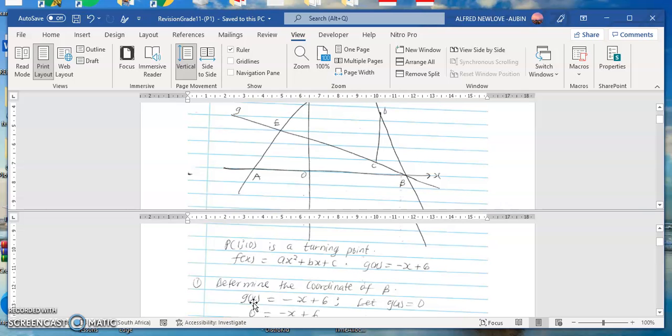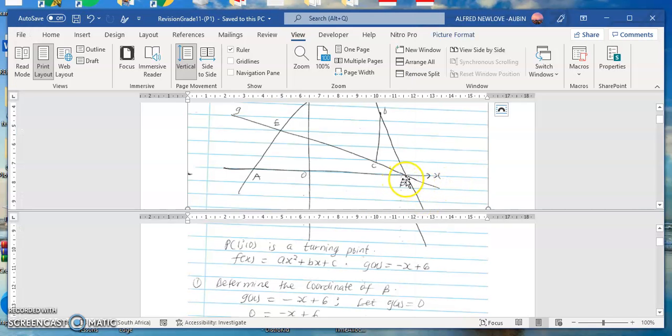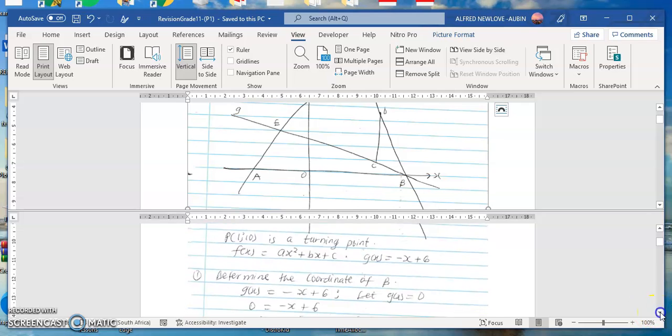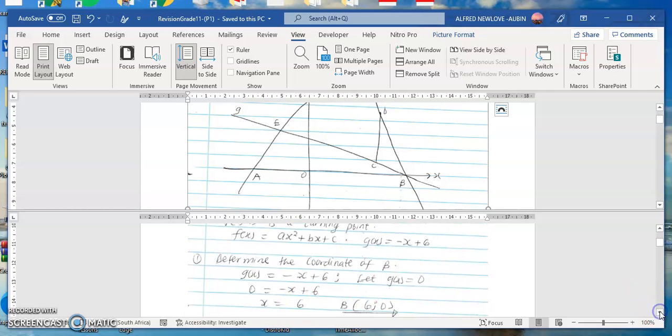So here we know that J is equal to minus x plus 6. This is the x-intercept, so we know y is equal to 0. And y is the same as g of x. So g of x is equal to 0. You substitute 0 for g of x. So 0 will be equal to minus x plus 6. Transpose this minus x to this side to give us x is equal to 6. So our coordinate B is going to be (6, 0). X is 6, y is 0. So easy.